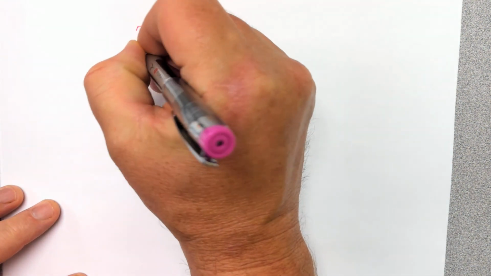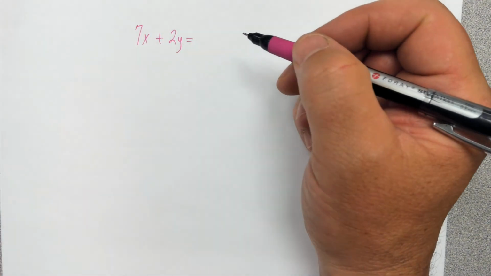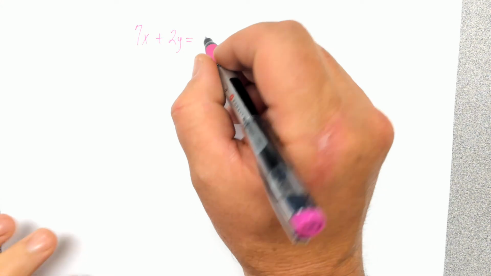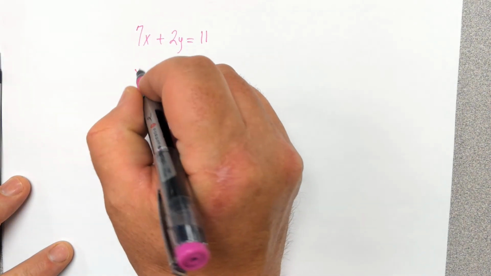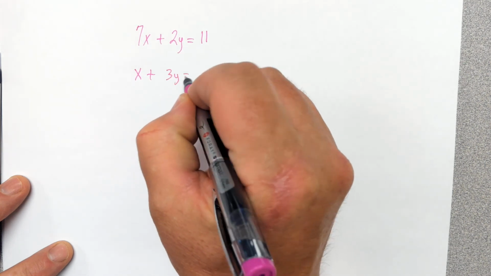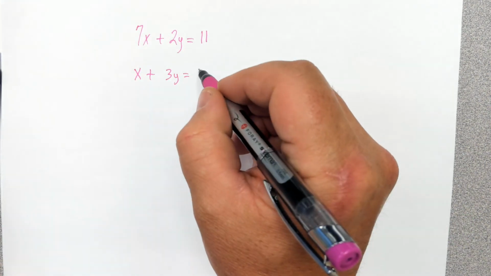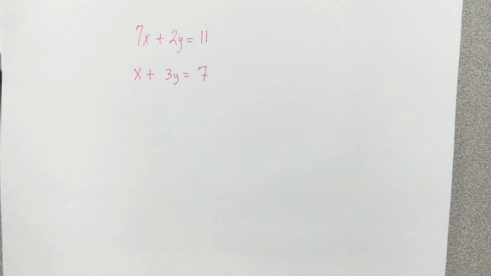So let's do this right here. Let's do 7x plus 2y equals 11. Okay, and then let's do x plus 3y equals 7. A little trickier than last time, but not super tricky.